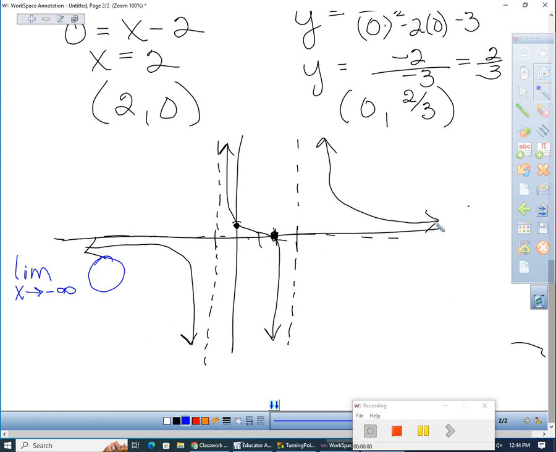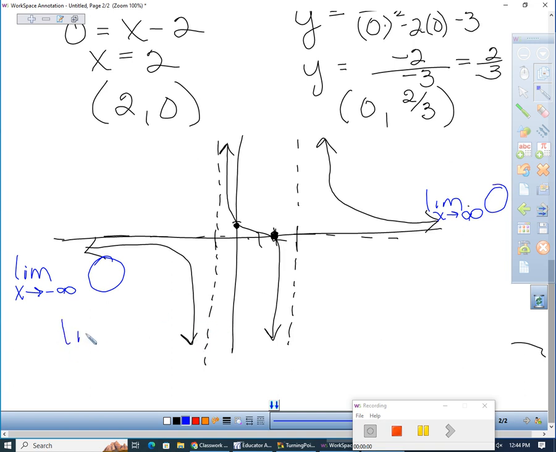Let's talk about this end over here. This is the limit as x goes to positive infinity. What is this piece of the graph getting closer and closer to? 0, right? This is getting closer and closer to 0 right here. Okay, so this one equals 0. All right, so we're good with those 2 ends, right? So we got 2 out of the 6 done. Let's go to this one next.